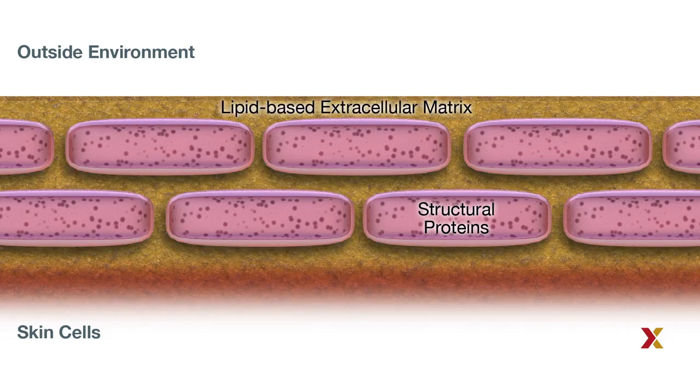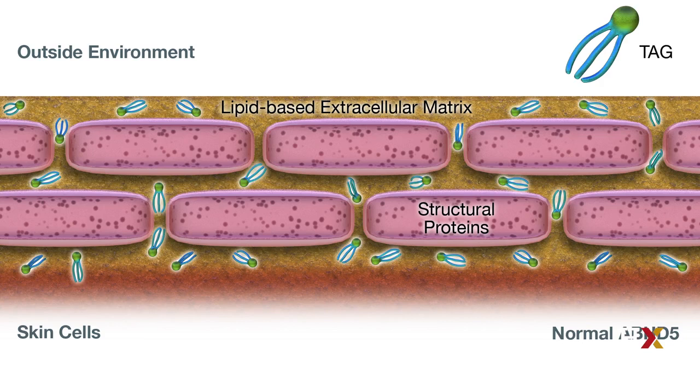The mortar holding the structural proteins is made of a lipid-based extracellular matrix. The matrix is made from specially processed fatty acids that come from the lipolysis of triacylglycerol. The combination of structural protein and the lipid-based matrix makes a strong wall protecting us from the outside environment.